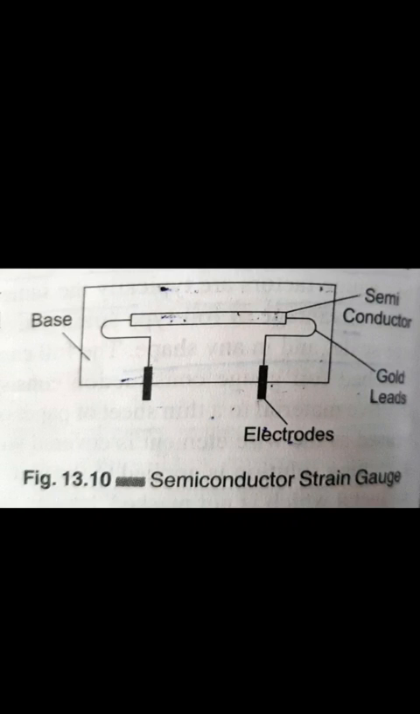To have high sensitivity, a high value of gauge factor is desirable. A high gauge factor means a relatively higher change in resistance, which can be easily measured with a good degree of accuracy. Semiconductor strain gauges are used when a very high gauge factor is required. They have a gauge factor 50 times as high as the wire strain gauge.